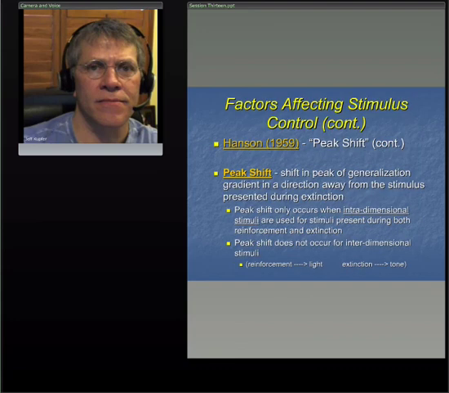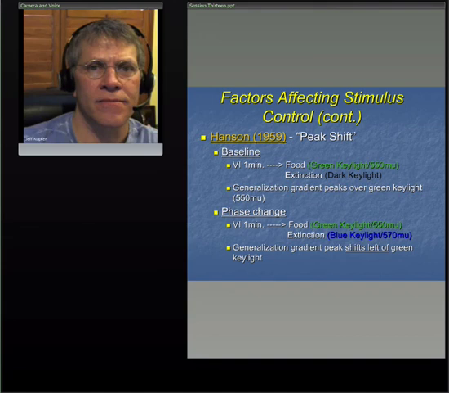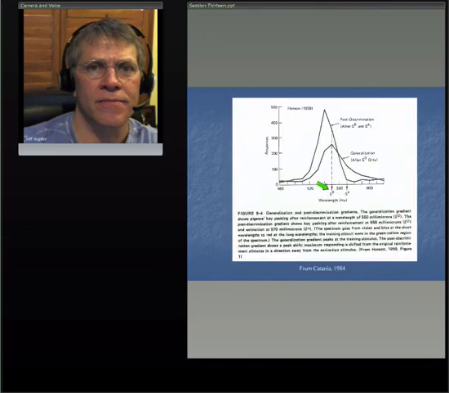Now, it's important to point out here that in at least this experiment, peak shift only occurs when intra-dimensional stimuli are used for stimuli present during reinforcement and extinction. In other words, if I used reinforcement as a light but used extinction, I used an auditory tone, this wouldn't work. I would not get peak shift. In other words, let me go back here. It must be in the same dimension. I must be talking about SDs and S deltas all within a visual range which are called wavelengths. I can't have an SD being a color and the S delta being an auditory sound. It must be in the same dimension.